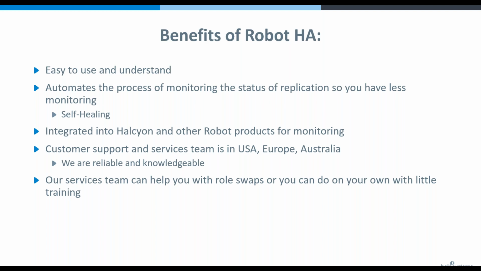Now, the other thing to think about is some benefits with Robot HA. Probably one of the number one things we hear from our customers is, wow, this is a lot easier to navigate and understand. And we're like, well, yeah, that shouldn't be that difficult. And I think one of the reasons is we have one library, we have a journal, we have journal receivers to it. It's much easier if you know the library name, you know the name of the journal. The other thing is we automate the process of monitoring the status of replication, and we're self-healing.